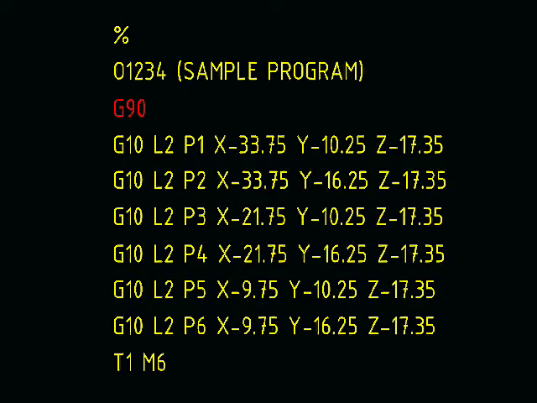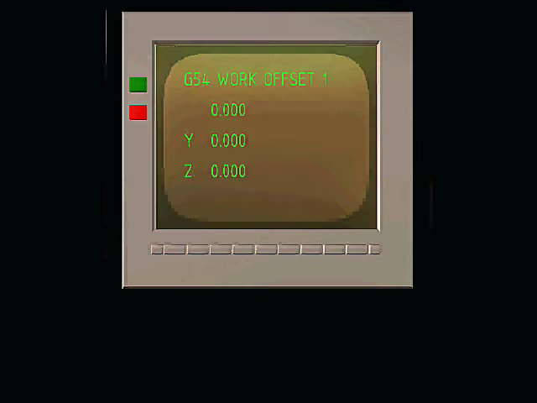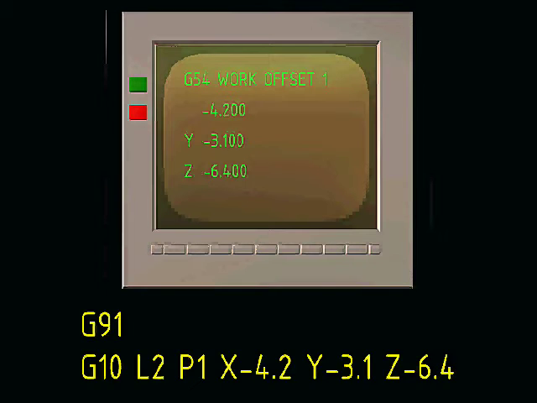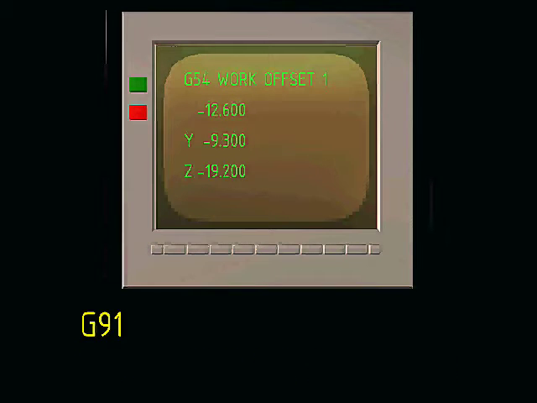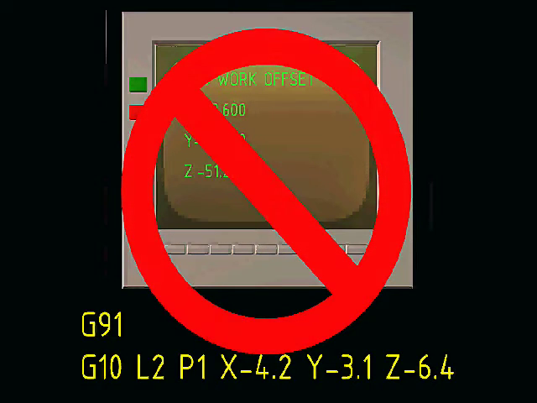Note the G90 in the program, to ensure the machine is in absolute mode before the offsets are loaded. This is recommended so that offset values are not incrementally added to the register values each time the G10 line is reread.